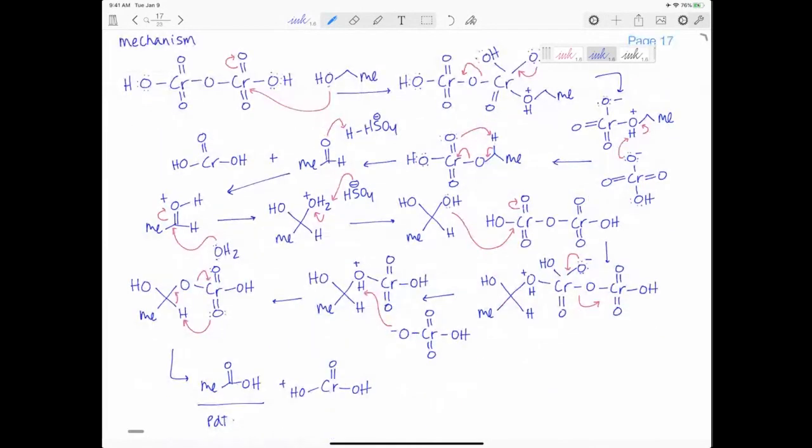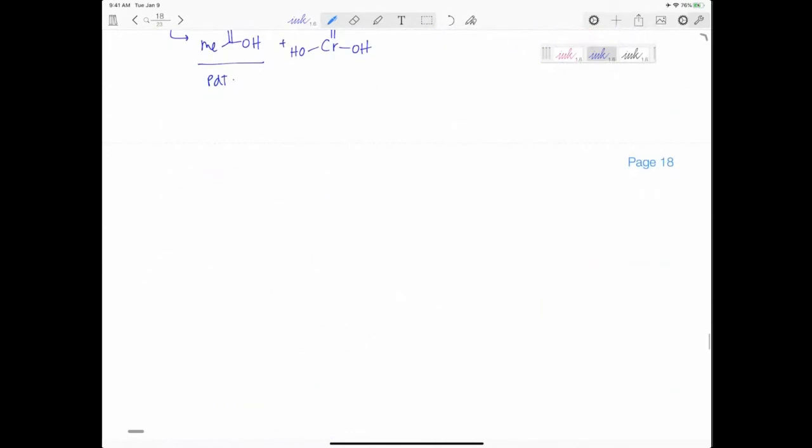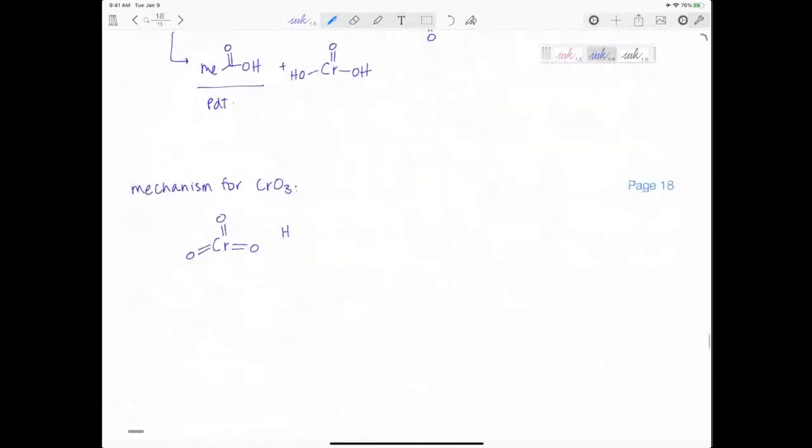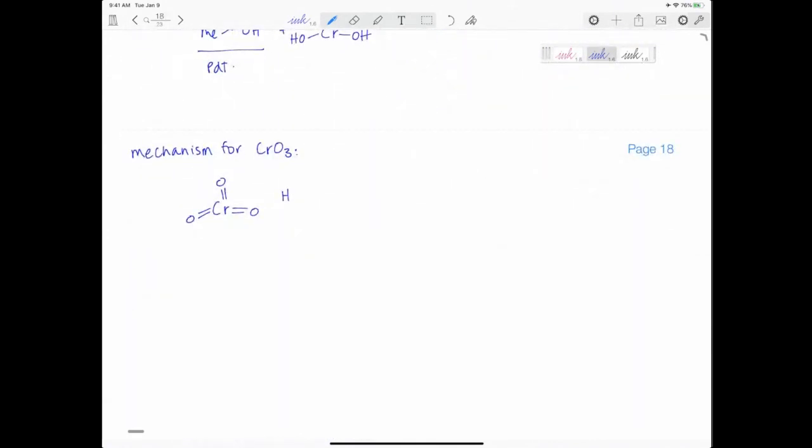All right, if you had chromium CrO3, for example, let me put the mechanism for CrO3. Usually it's a little bit different because you have to make it, so you guys know what CrO3 looks like, right? It's just this here. If you had this, then you would have to make it similar to what we started with here by adding the sulfuric acid. So H2SO4 is going to come in as a reagent here.